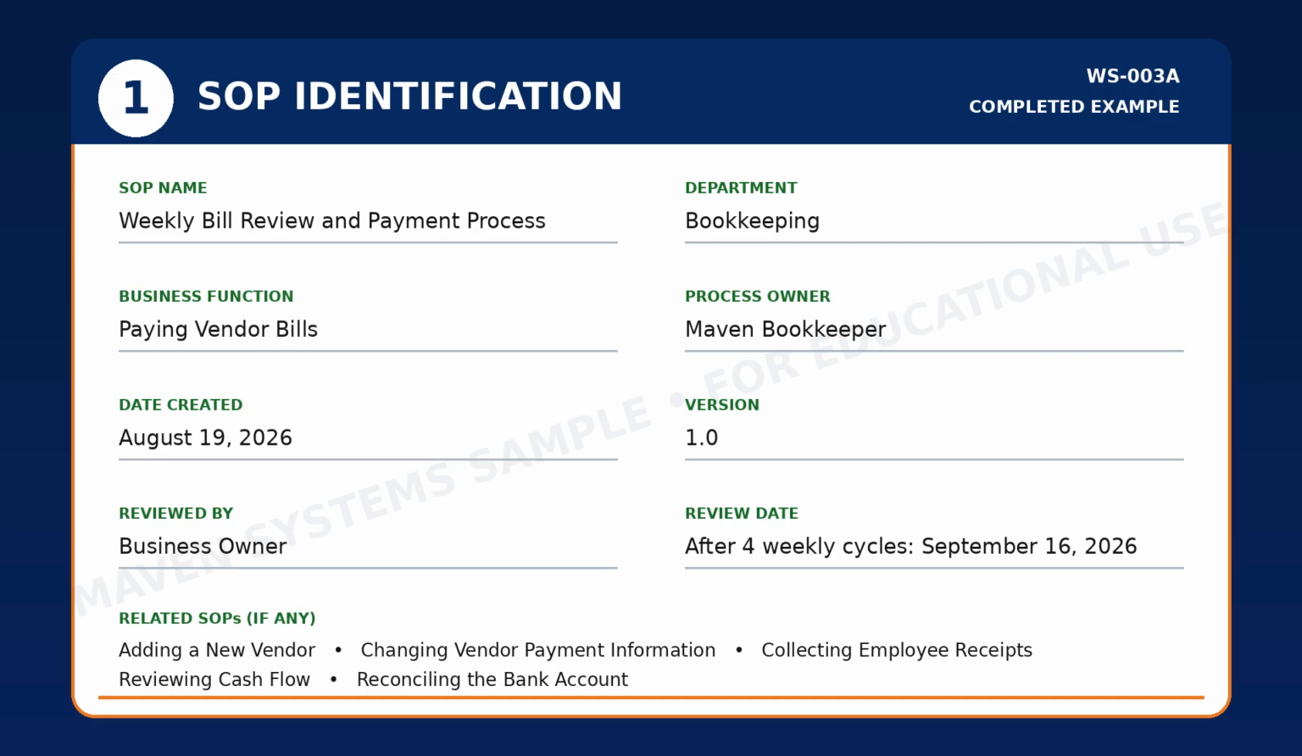So, back to our form, the date this was created was today. We're creating our SOP today. It's version 1, and it's going to be reviewed by the business owner. The review date, we'll review the process after using it for 4 weeks.